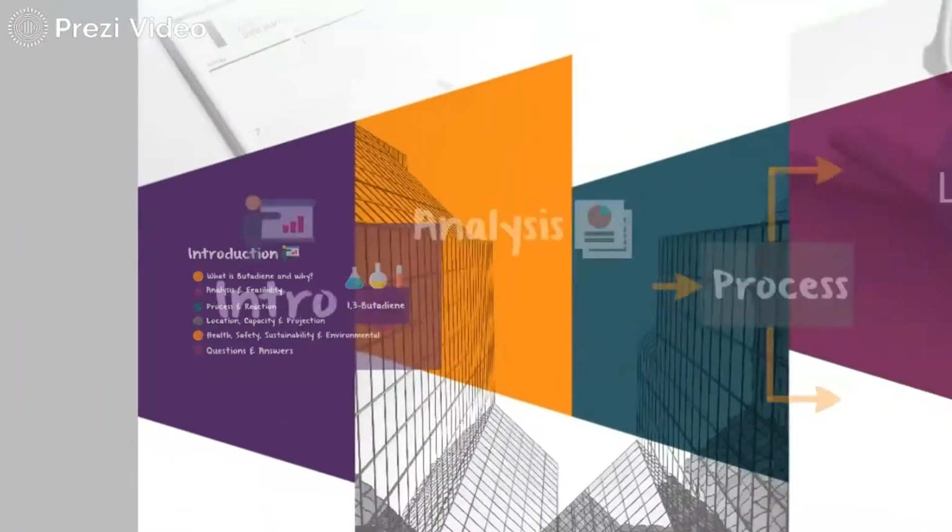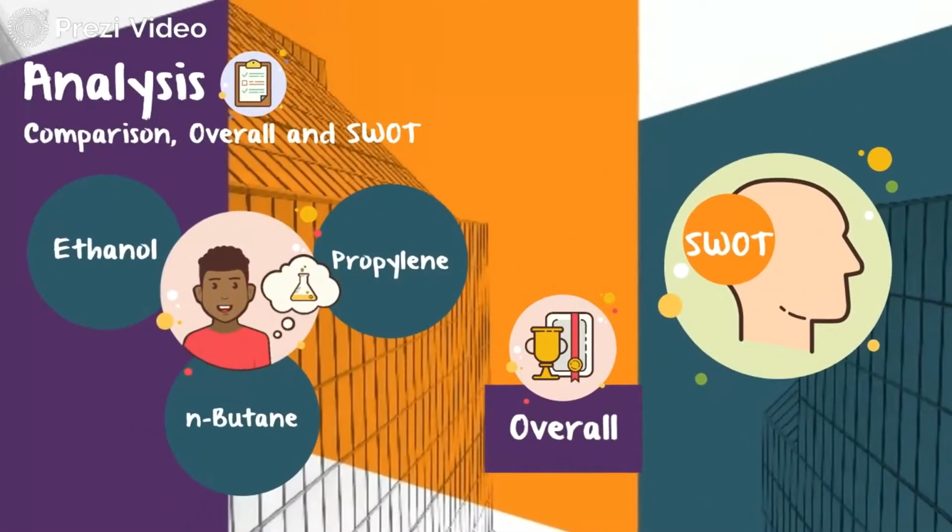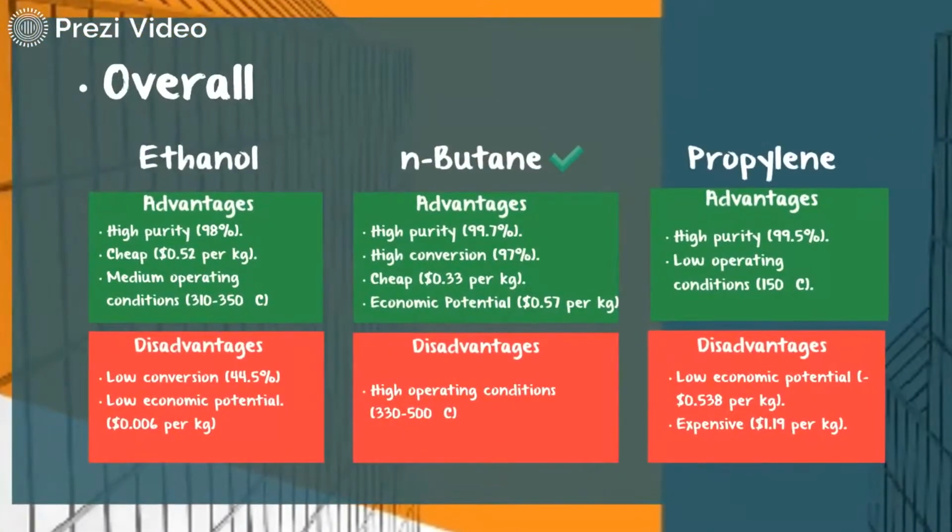So next up is analysis. Why do we use N-butane compared to other raw materials? There is ethanol and there's also propylene. We did a comparison and a little study, and we found that N-butane is the most optimal for our condition. Even though ethanol and propylene do have a high purity rate, and maybe higher than N-butane for ethanol, the turnover rate, or we could say the economic potential, for N-butane is the highest, and the operating conditions are not that expensive. So therefore, N-butane is our best choice.